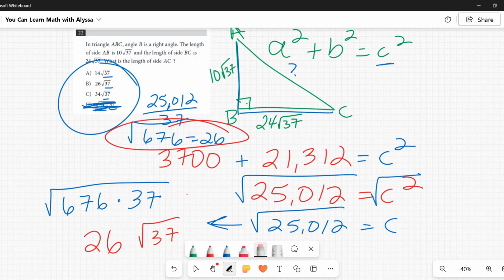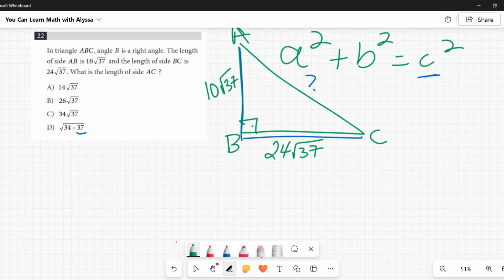You can just say 26 square root of 37, which is B. I mentioned a kind of shortcut that is true in this one, and this is just going to be bonus information. The way that I just showed you, a squared plus b squared is c squared. You do the things, you take the square root, and then you see which one of these it is.